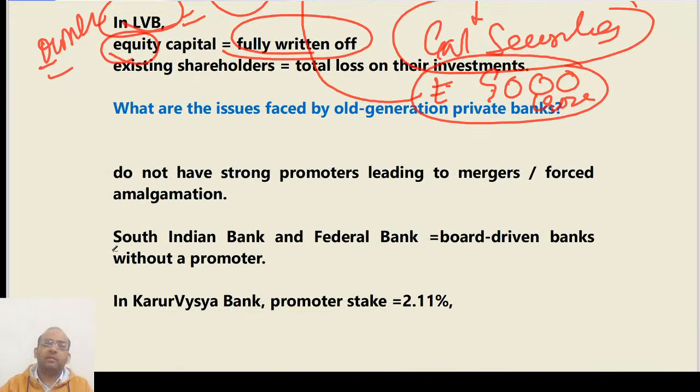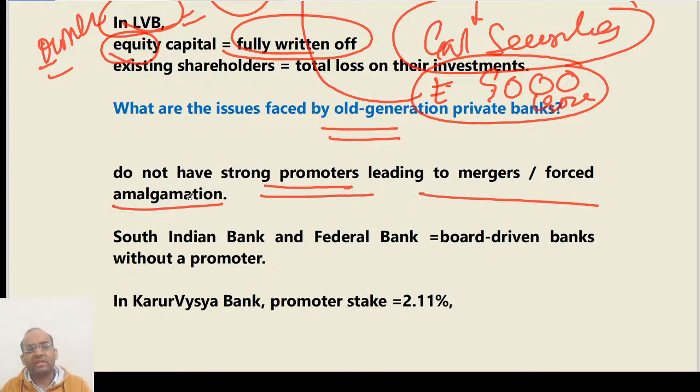Okay. So what are the issues faced by old generation private banks? They do not have strong promoters, leading to mergers or forced amalgamation. This topic you need to understand. This is quite an important concept.